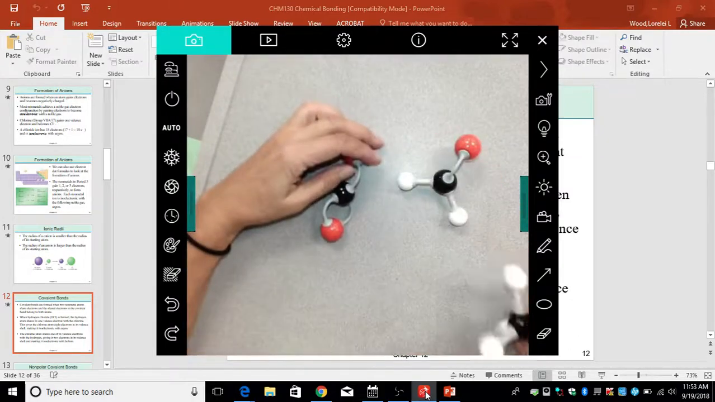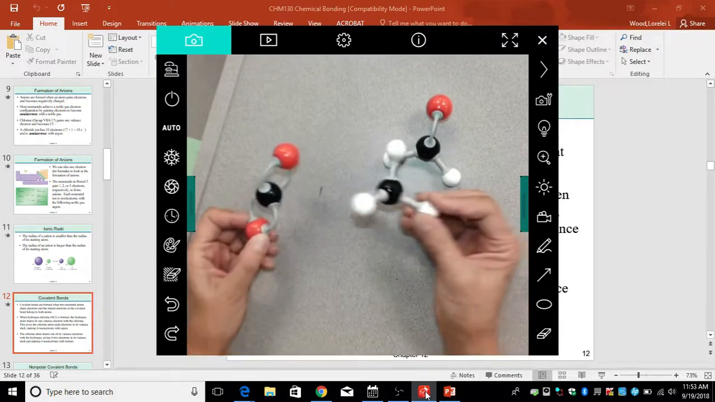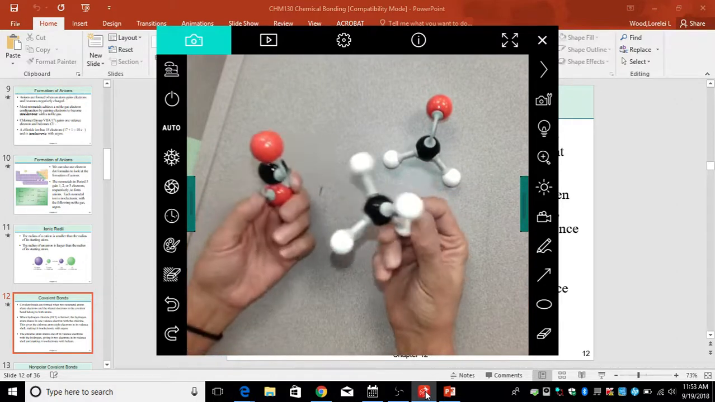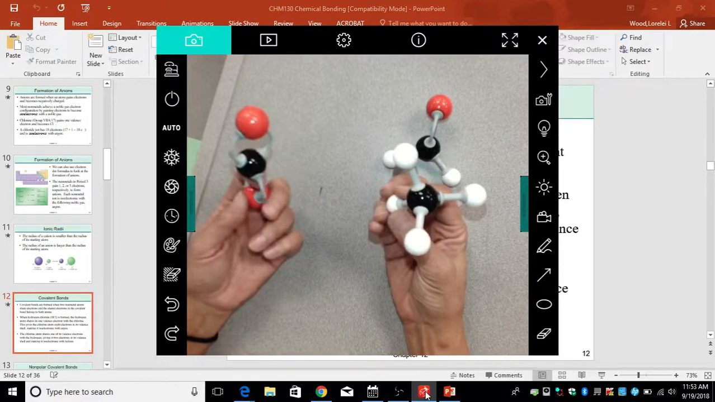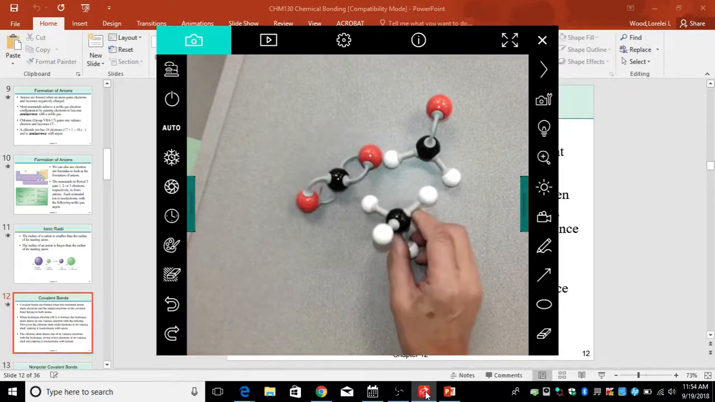What we're going to be talking about now is molecular geometry, meaning when these atoms come together to make molecules, they come together in a particular way that is geometric in nature.